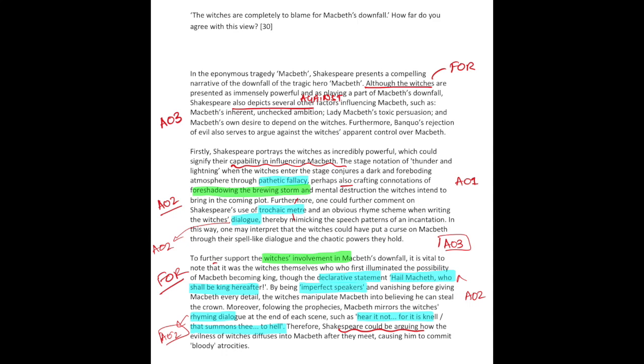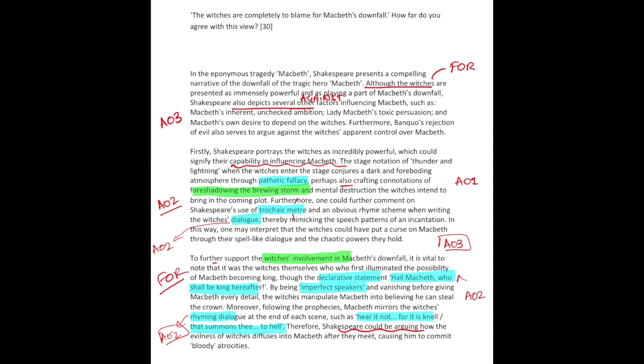In this way, one may interpret that the witches could have put a curse on Macbeth through their spell-like dialogue and the chaotic powers they hold. To further support the witches' involvement in Macbeth's downfall, it is vital to note that it was the witches themselves who first illuminated the possibility of Macbeth becoming king, through the declarative statement, "Hail Macbeth, who shall be king hereafter."